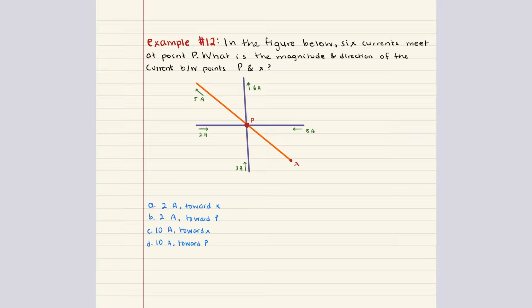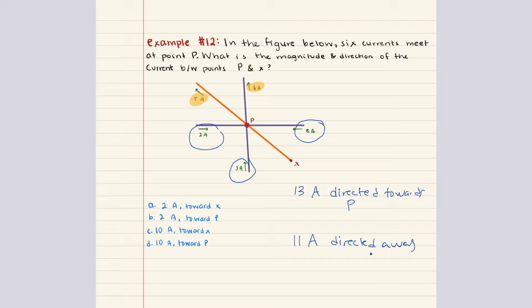So we need to figure out the currents directed into point P, and we need to figure out the currents directed out of point P, and we need to make sure that they are equal to each other. For the currents directed into point P, we have 8 amperes, 3 amperes, and 2 amperes for a total of 13 amperes directed towards point P. What about current directed out of point P? We have 6 amperes over here and 5 amperes over here for a total of 11 amperes directed away from point P.